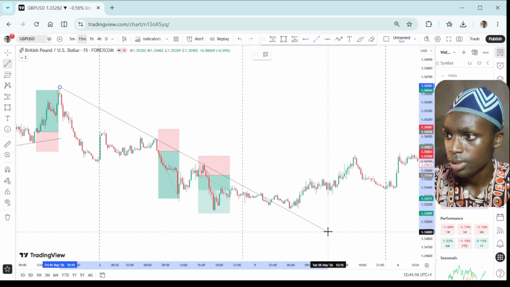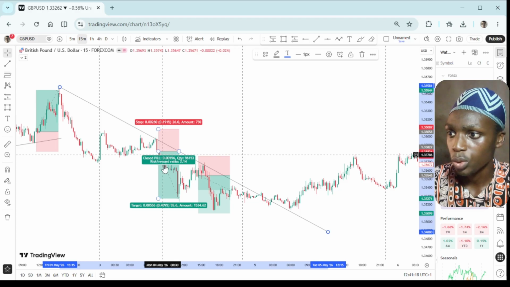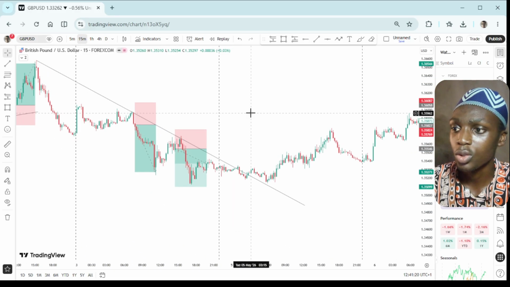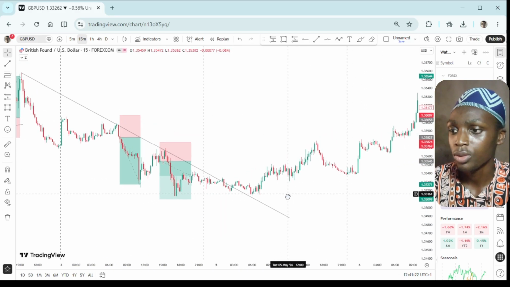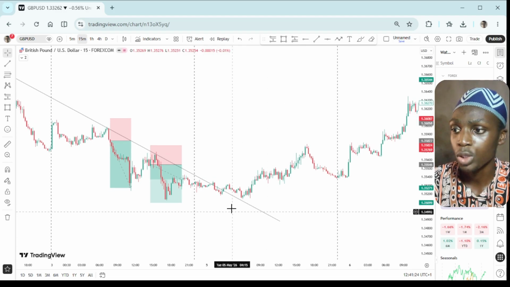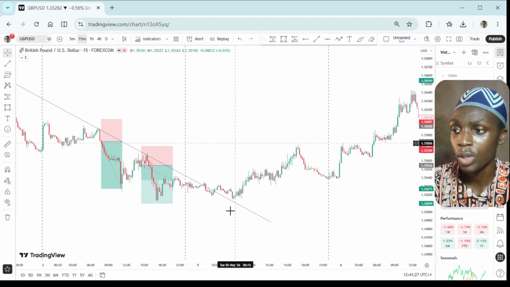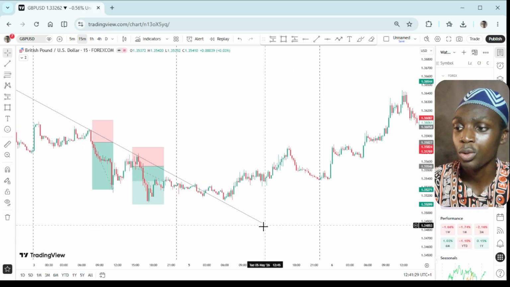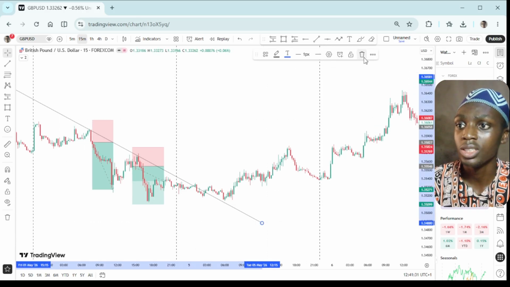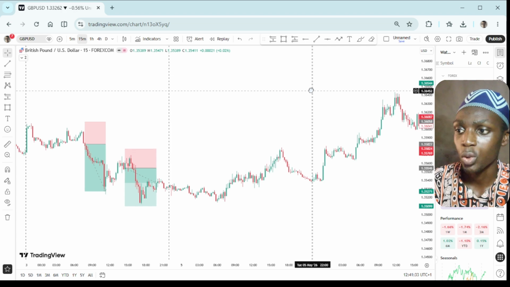You can see first touch, second touch, and the third touch. Once the third touch occurs, it's going to break. But in today's video, I'm not going to talk about the break, because the break also has its own rules. You can see it breaks out right here. But what I basically want to talk about in this video is the bullish and bearish trend line touch or trend line bounce.